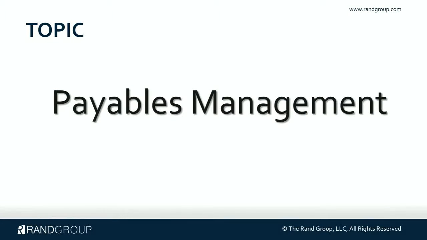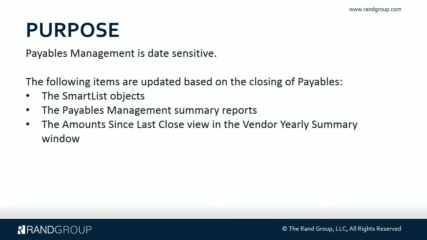The third module to close in your year-end closing process is Payables Management. The purpose for closing Payables Management is because it is date sensitive. The following items are updated based on the closing of payables. Number 1, the Smart List objects. Number 2, the Payables Management Summary Reports. And lastly, the amounts since last close view in the Vendor Yearly Summary window.